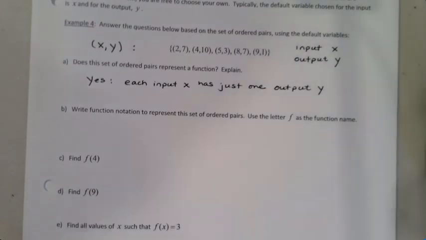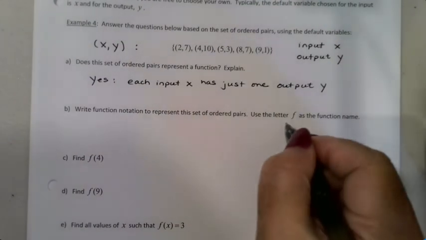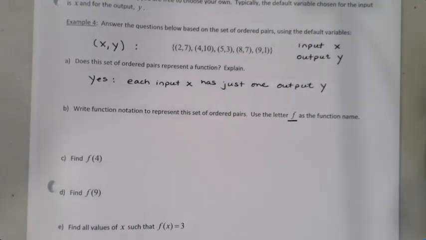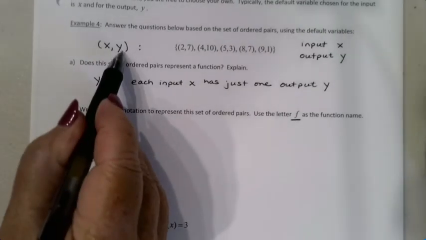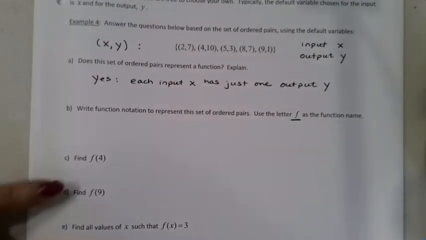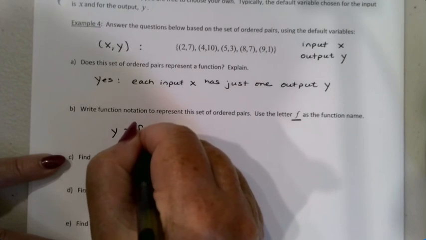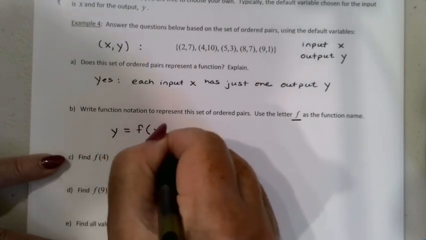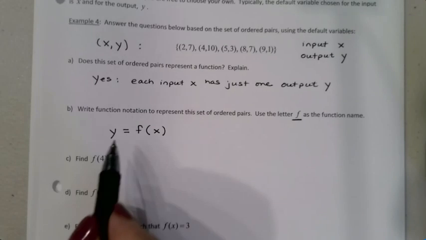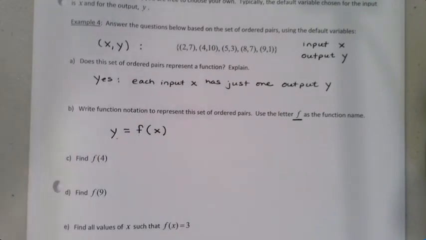All right, we want to write function notation to represent the set of ordered pairs. And this time, they gave me a letter that they want me to use to name the function. So if I had free choice, I might have just said y equals y of x, but they want me to use the letter f instead. So the output y is f of the input x, right? Output equals the function name of the input variable.